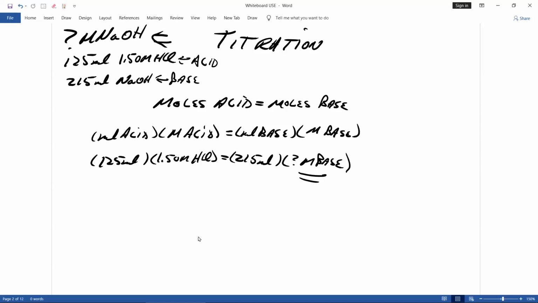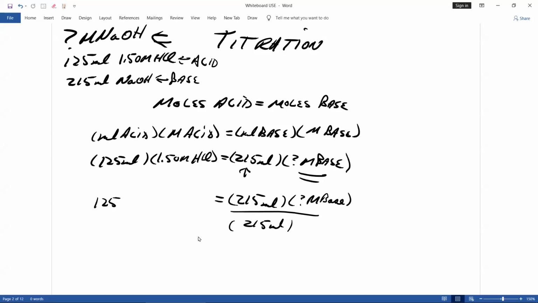How do we solve for this? We get it alone on one side. What do we have to get rid of? This. How do we do that? Well, with two things multiplied, if you want to get rid of one of them, you divide by that number. Whatever I do to one side, I have to do to the other side.